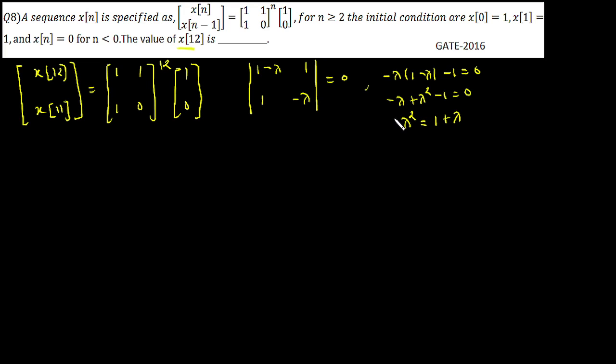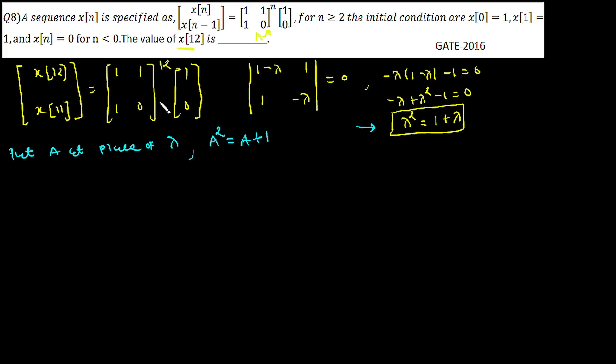So now from the Cayley-Hamilton theorem, we can say that this matrix, let's call it A, will satisfy this equation. So let's put A in the place of lambda in this equation. So what we are getting is simply A square equal to A plus 1.